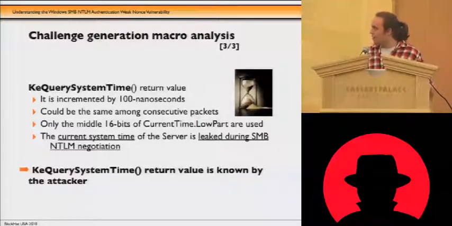based on the plot, that could be the same among consecutive packets. Only the middle 16-bit, probably the most volatile part of that value, is used. But we also found that the current system time of the server is sent to the attacker during the SMB negotiation. So the current system time can be predicted or known by the attacker.